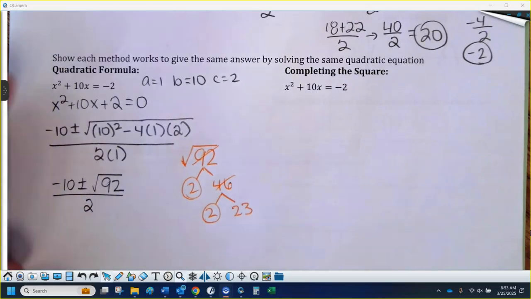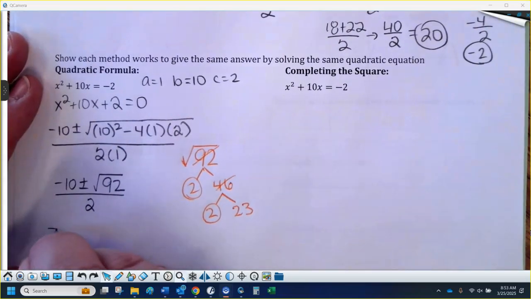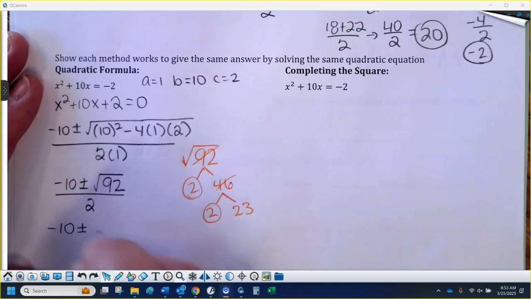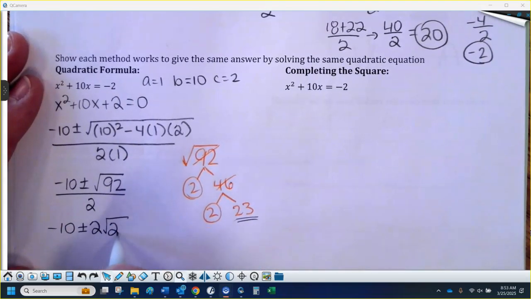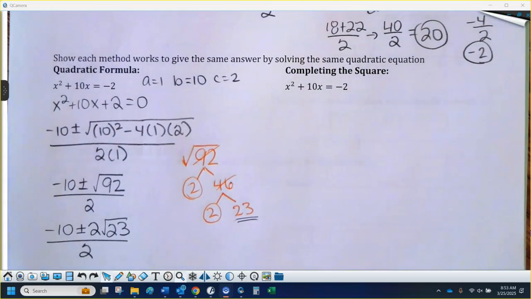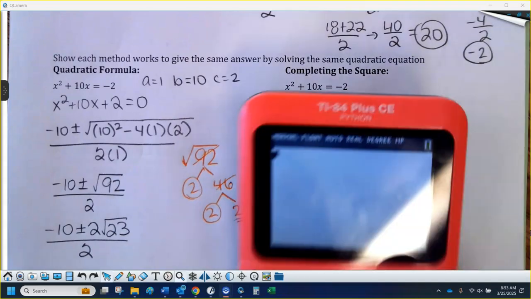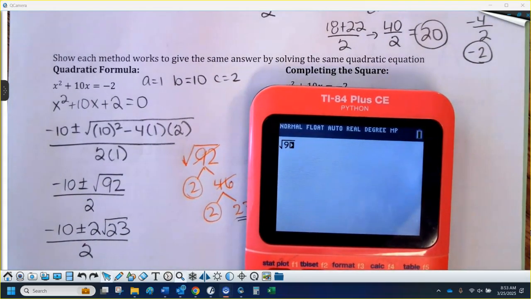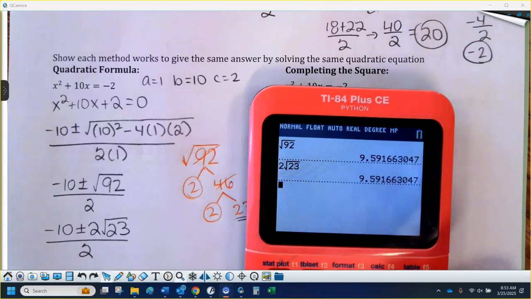All right, so here's what I'm going to do. I'm going to rewrite that square root of 92 plus or minus 2 comes outside, and then that 23 would stay underneath. Everybody over 2. And just to show you that that's right, I'm going to grab my calculator. So if I do square root of 92, garbage decimal, 2 roots of 23, same garbage decimal, so I know that we simplified that correctly.